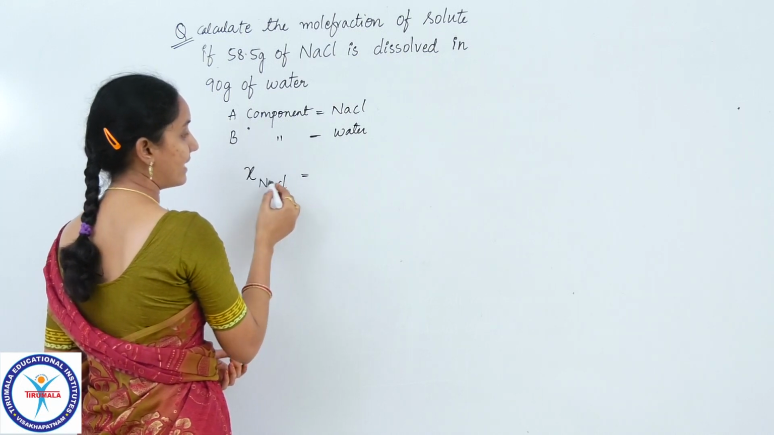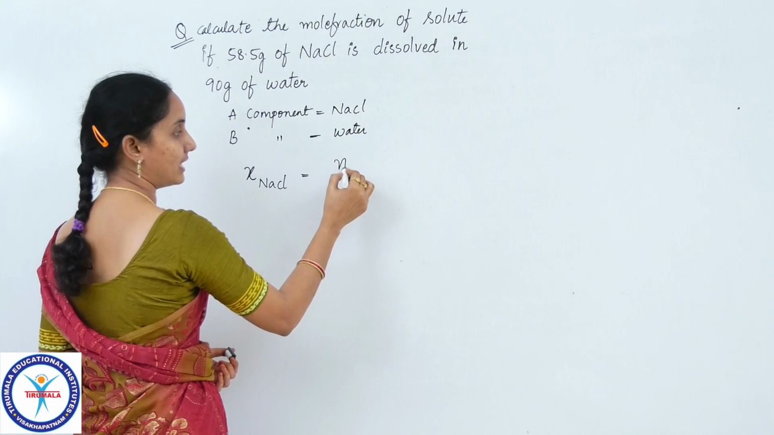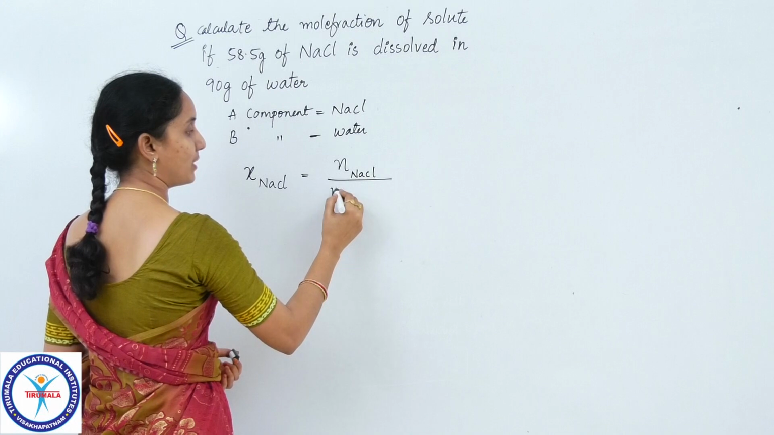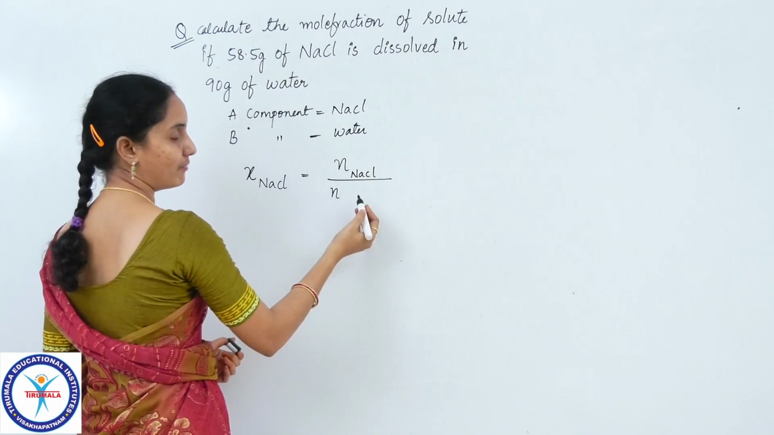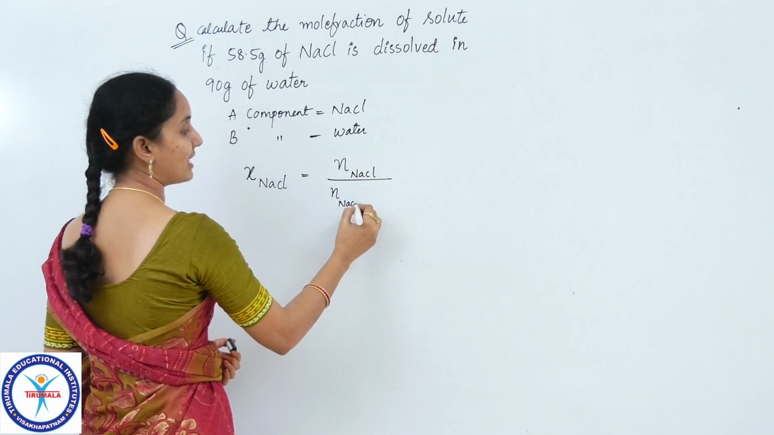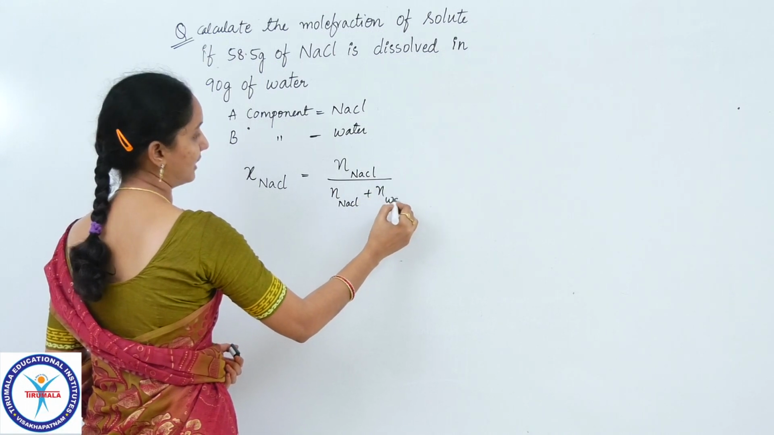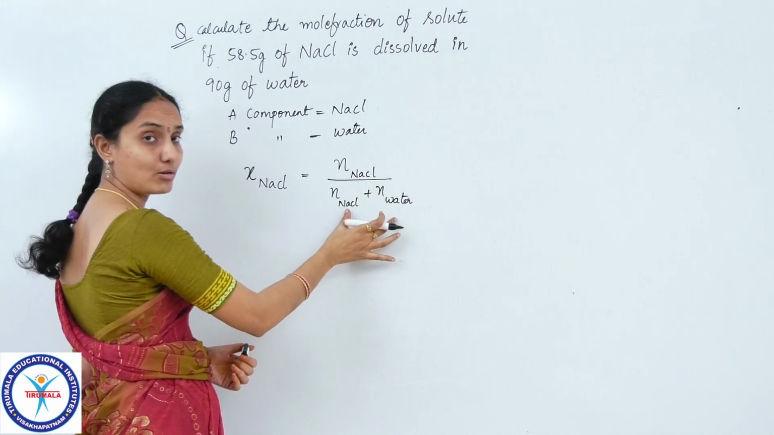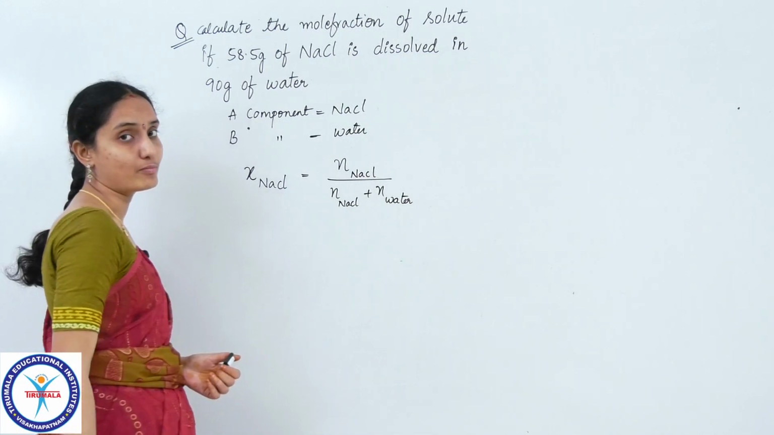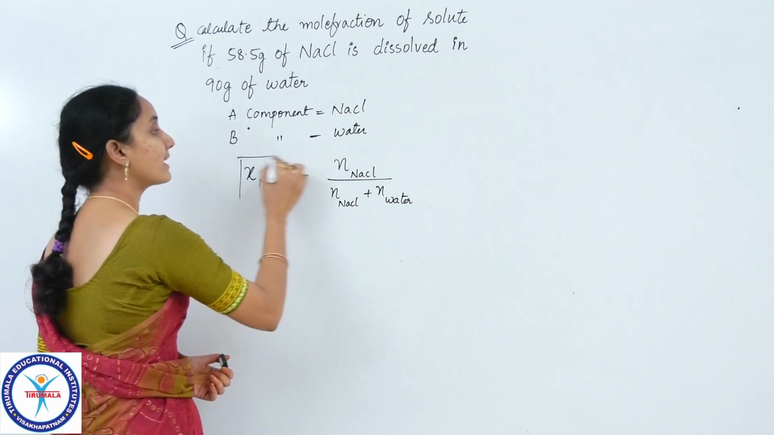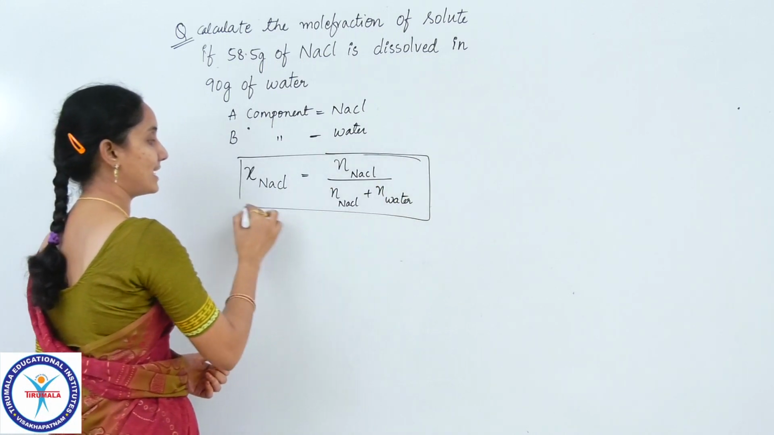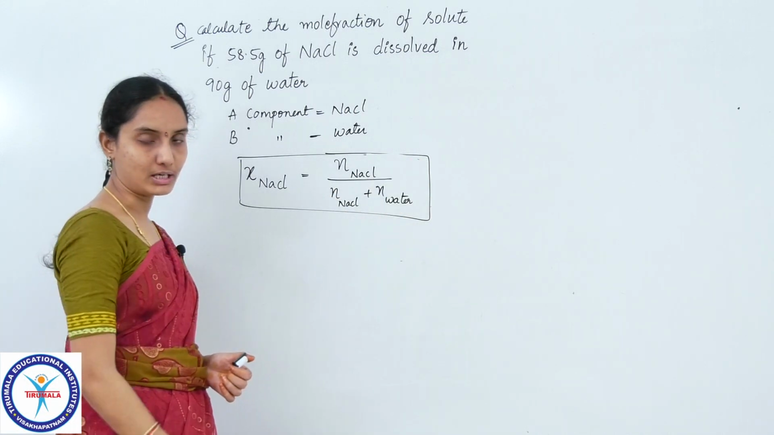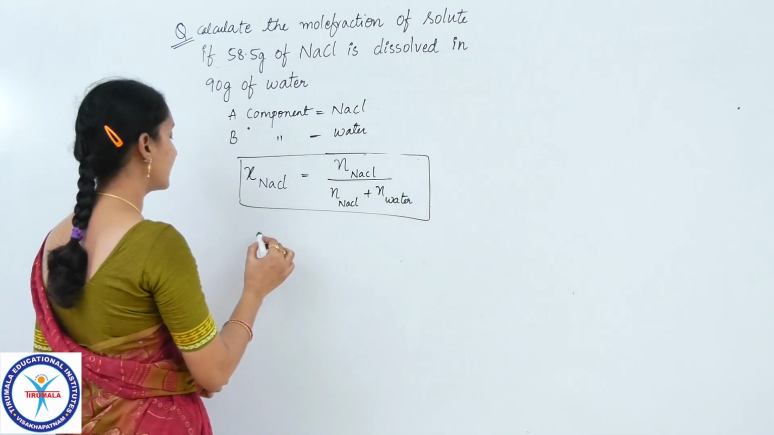So in order to calculate the mole fraction of NaCl, we need the number of moles of NaCl upon the total number of moles, that is number of moles of NaCl plus number of moles of water. So we have only two components, so total number of moles is equal to number of moles of NaCl plus number of moles of water. So we need the number of moles of NaCl and number of moles of water. So first we have to calculate that.